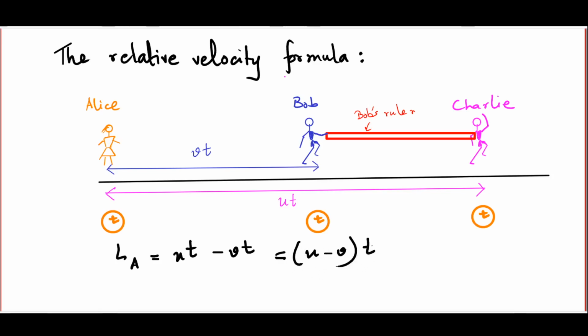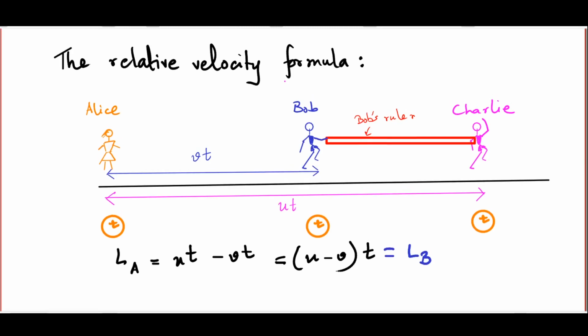But how long is the length according to Bob? Now in pre-Einsteinian physics, length measurements were absolute. Whatever Alice measures must be the same as whatever Bob measures. So in pre-Einsteinian physics, the length of the ruler according to Bob must also be the same. So Charlie would have been exactly (U minus V) times t distance away from Bob.